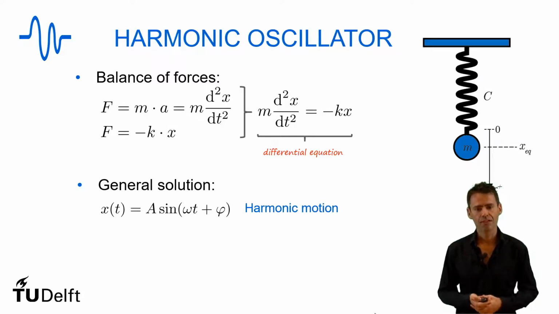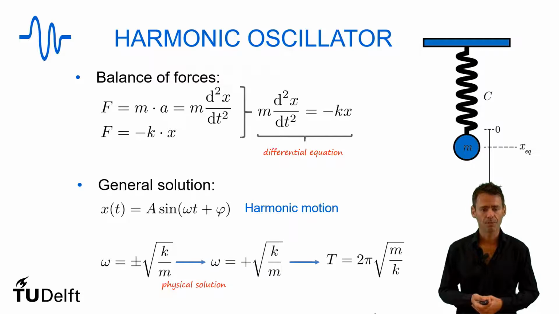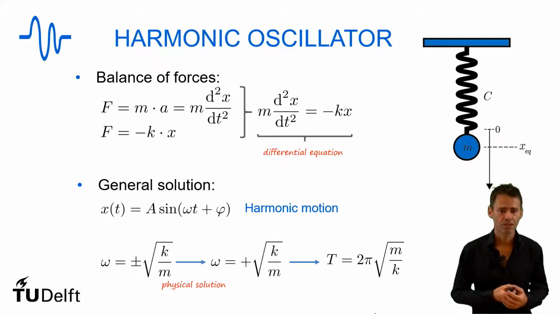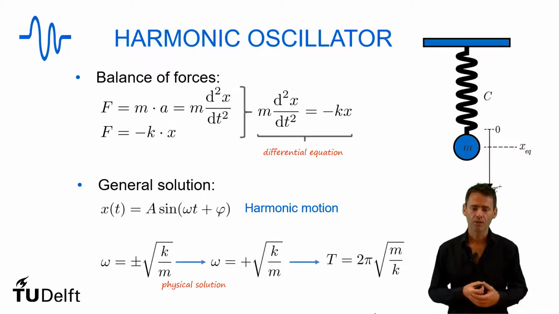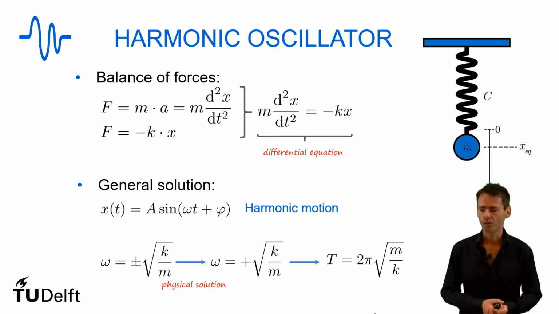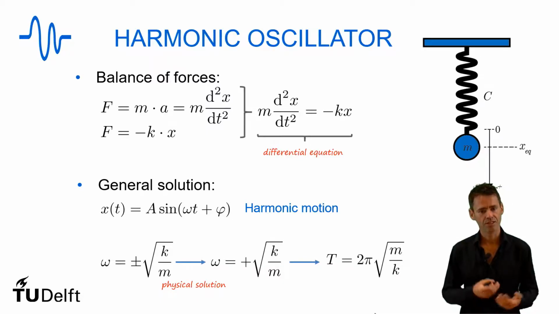So let's first fill it out and then find a solution for omega. From mathematics, we find that omega is equal to plus or minus square root of spring constant over mass. But of course, we're only looking for physical solutions, so this means that omega is positive. So omega is plus square root of k divided by m.